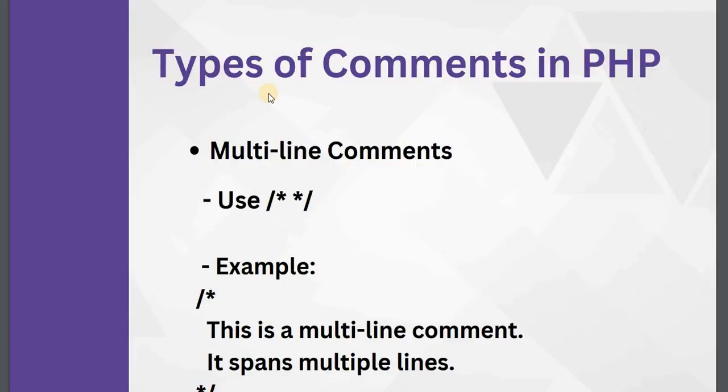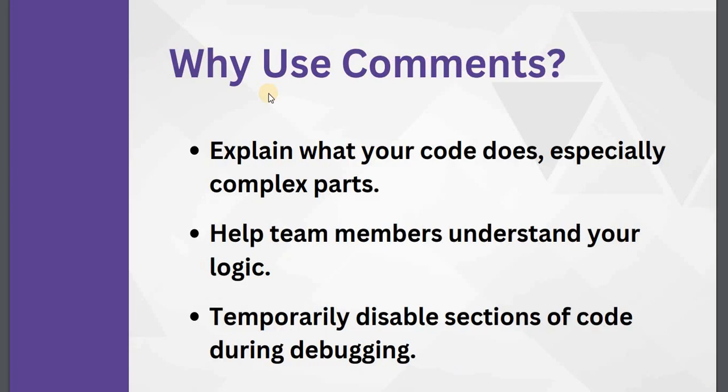Now that we have seen the types of comments, let's talk about why you should use them. Comments are crucial for explaining code. They help describe what your code does, especially when it is complex. Second is collaboration. When working in a team, comments help others understand your logic. And third one is debugging. You can quickly disable sections of code by commenting them out.